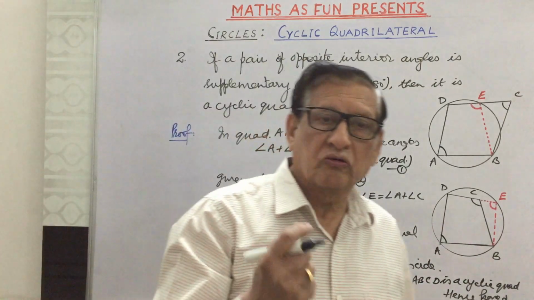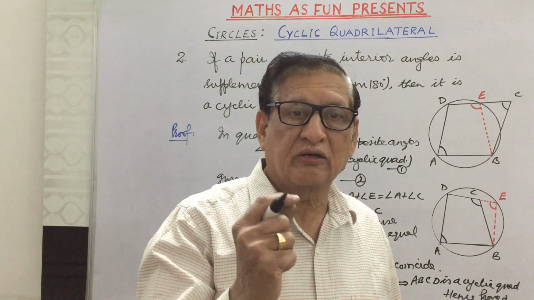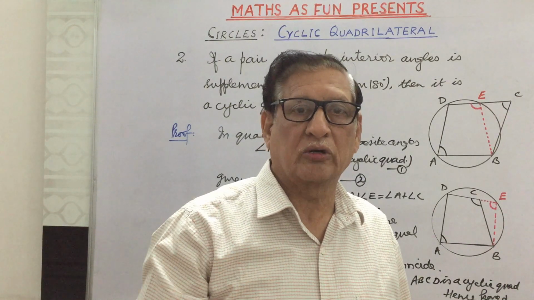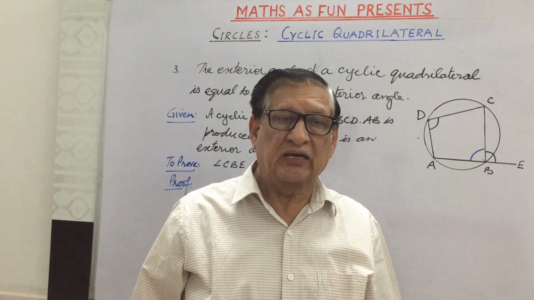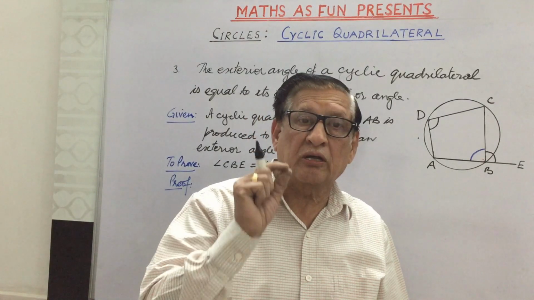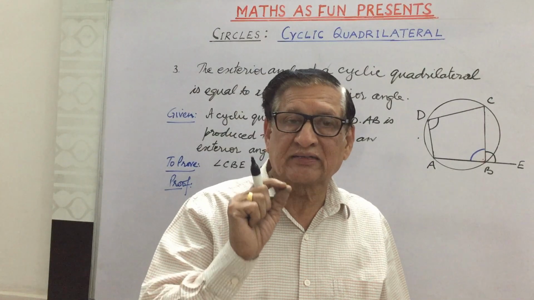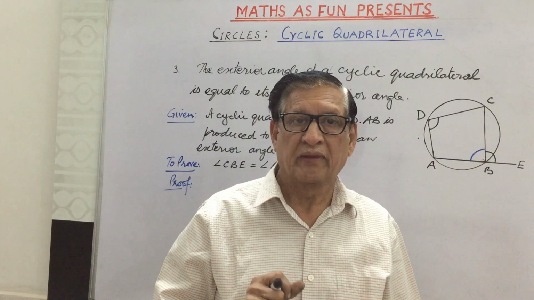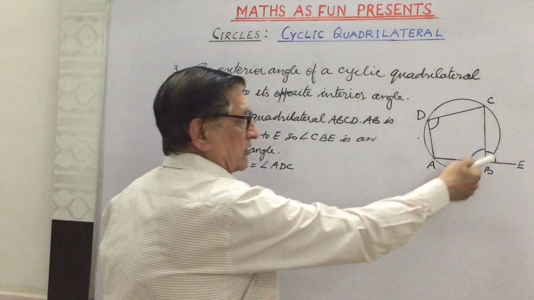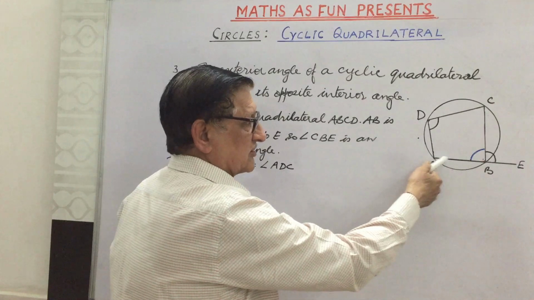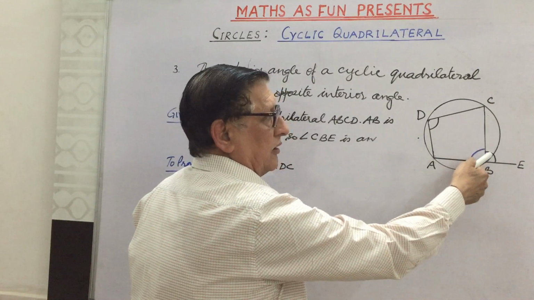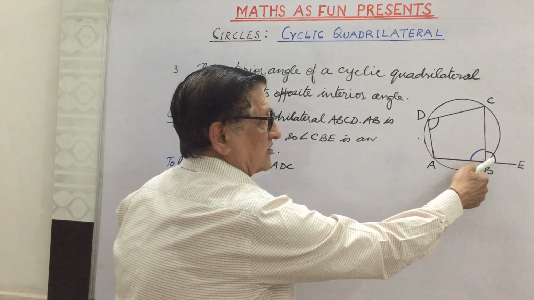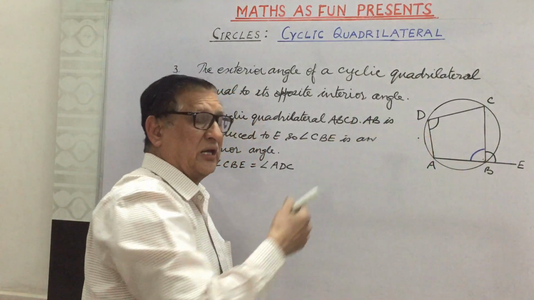So we could learn how to prove that a quadrilateral in which a pair of opposite angles is supplementary is a cyclic quadrilateral. The next property is the exterior angle of a cyclic quadrilateral is equal to its opposite interior angle. See, here we have been given a cyclic quadrilateral ABCD. Its one of the side is produced to form an angle CBE, that is exterior angle of it. And we have to prove that this angle is equal to opposite interior angle, that is angle D.